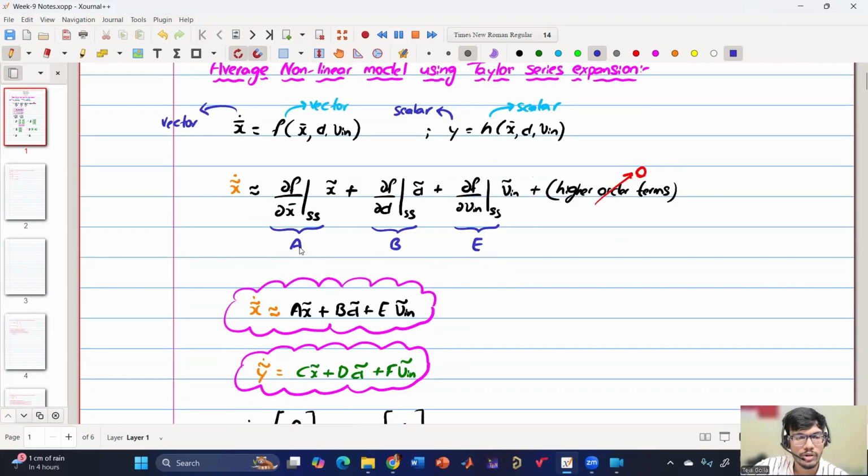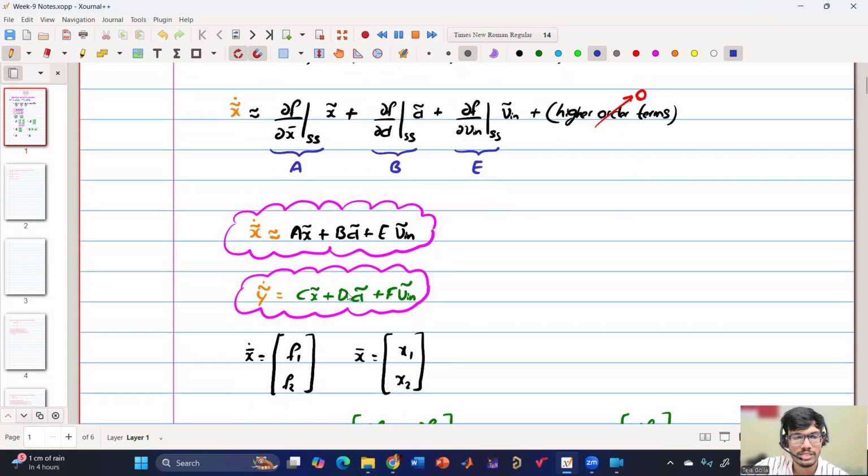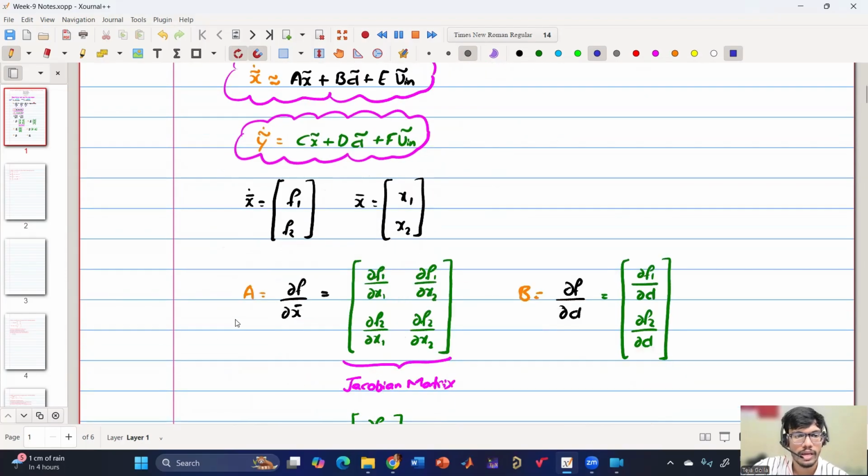Now how are we going to get the A, B, E matrices as well as C, D, and F matrices? The A matrix can be obtained by differentiating f with respect to x. But both f and x are vectors, so we'll get a 2 cross 2 matrix. In the first row we have f1 differentiated with x1 and x2. In the second row we have f2 differentiated with x1 and x2. This is called the Jacobian matrix.